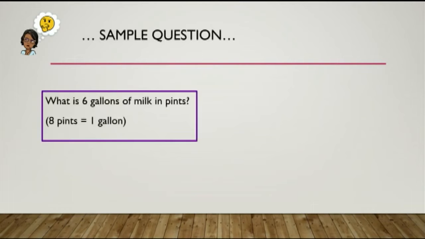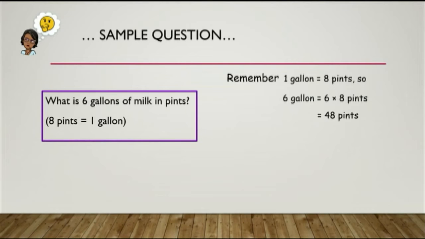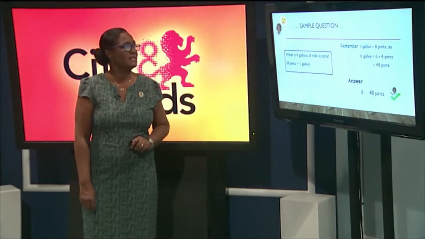Let's go again. What is 6 gallons of milk in pints? Remember, 8 pints make a gallon. So, 6 gallons would be 6 times 8, 48. So your answer, we didn't read the option answers, the answer would have been 48. All right, let's take another question.